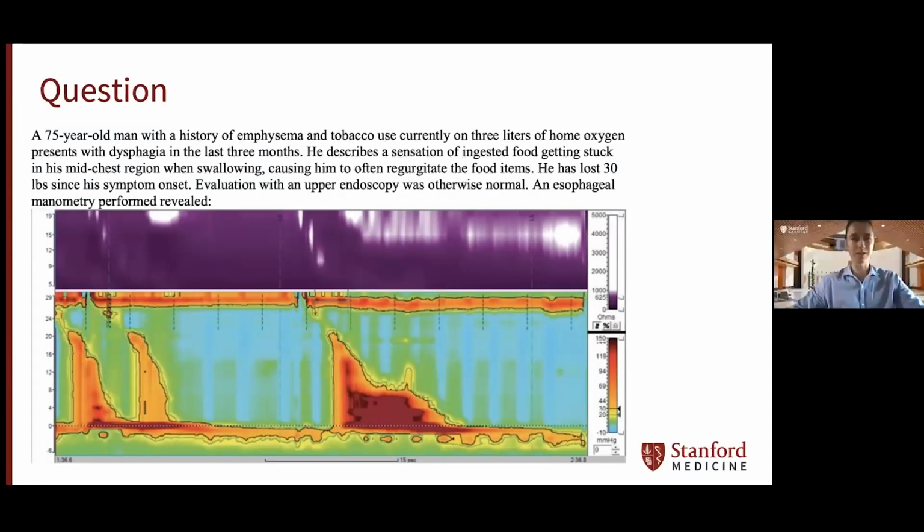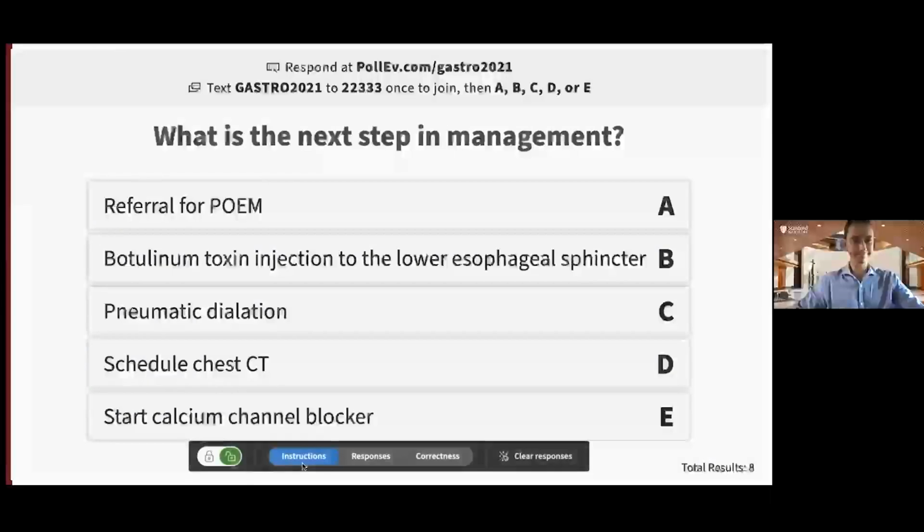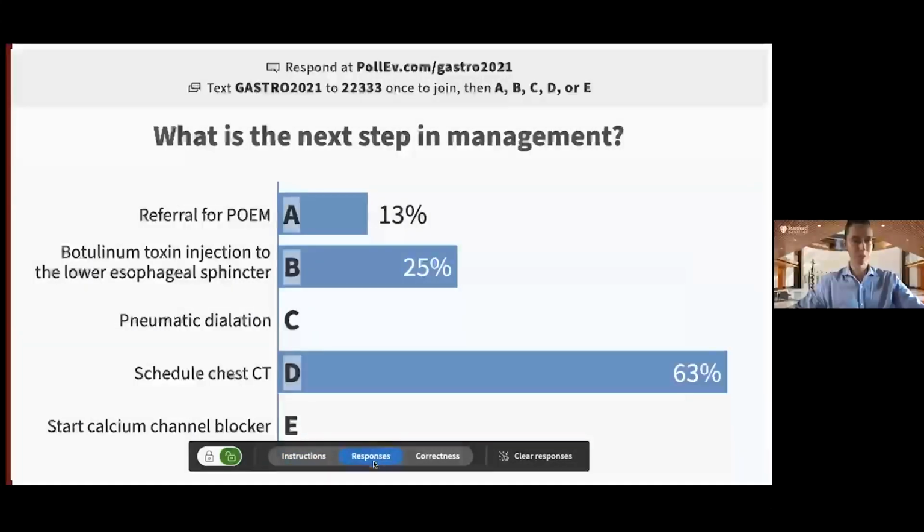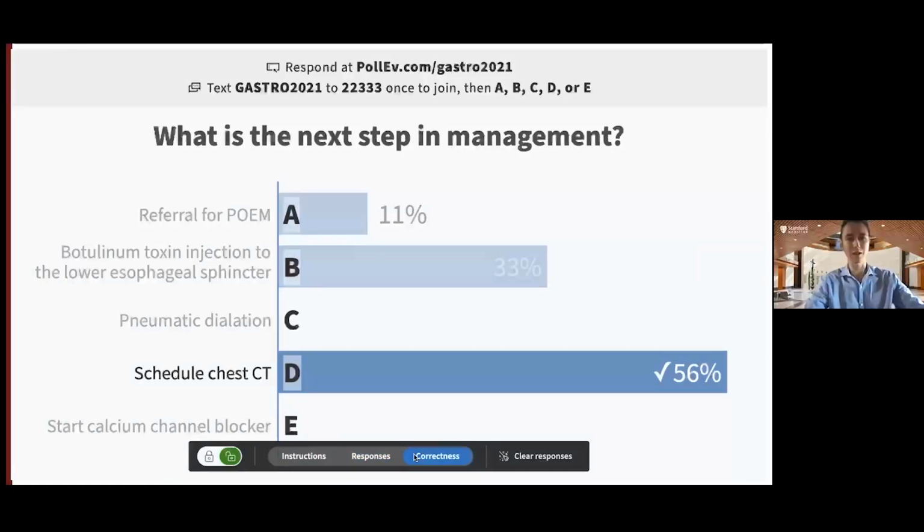Okay, let's look at the responses. So some of us are opting for POEM referral. Some of us are suggesting a Botox injection to the lower esophageal sphincter. And just over half of the respondents would like to get a chest CT. Dr. Garcia, would you like to review the answer for this question? Which is letter D, and schedule a CAT scan.